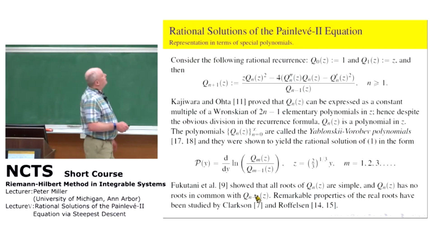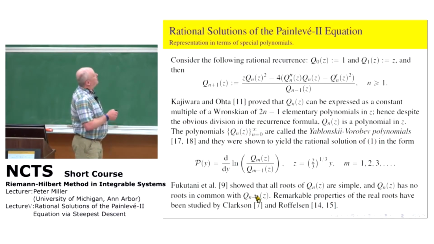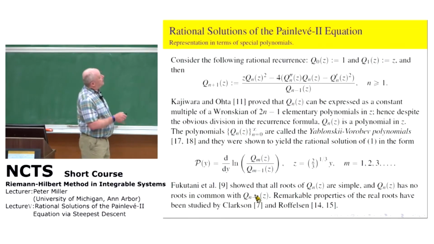Okay, so now I want to describe some special polynomials that show up because they're interesting. So let's consider this rational recurrence. We start out with the function 1 and the function z, and then we can build the function, say, q2 from this formula by using q0 and q1 like that. Okay. So you try to iterate this thing, and it's clear you're putting in some expressions in the numerator with derivatives and squares, and then you're dividing, so this ought to be some rational function.